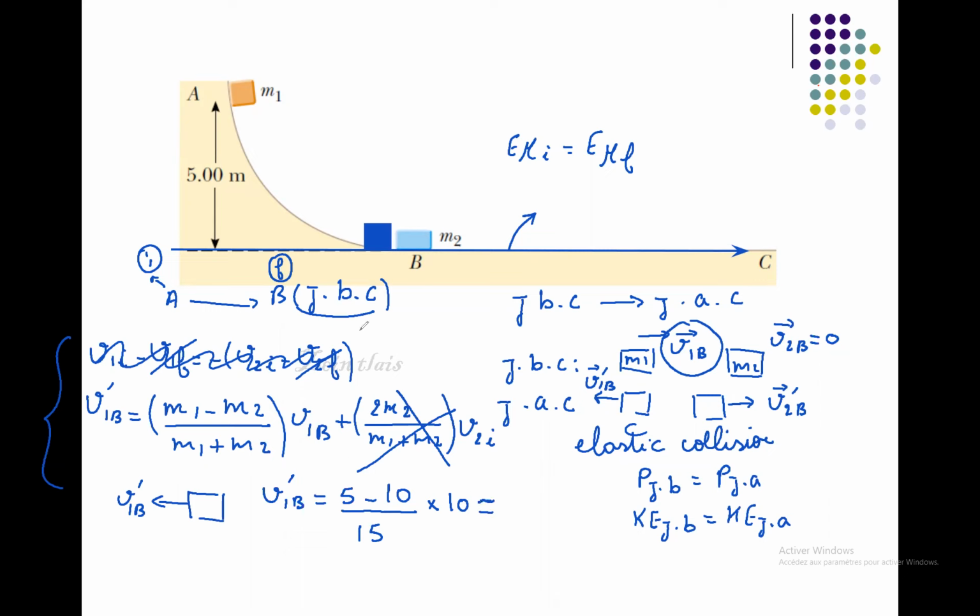We get finally V prime B, it will be about minus 3.3 m per second. Okay, sure, we have a negative value because V prime, the block M1, is moving to the left after the collision. This is the value of V prime B. Okay, now we have V prime B, so we can apply the conservation of mechanical energy on M1 between this point just after collision and this point here, okay? And you know, after collision, M2 will move to the right. I don't care about M2.